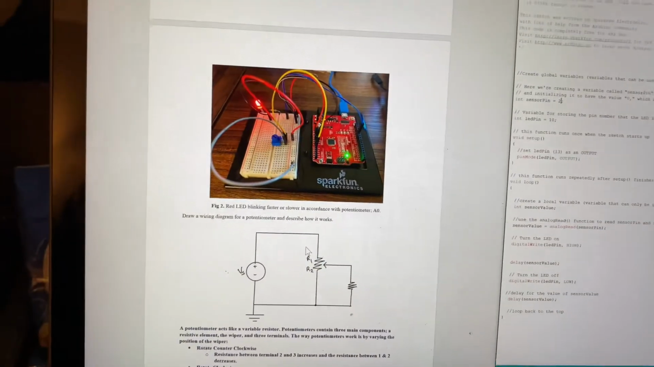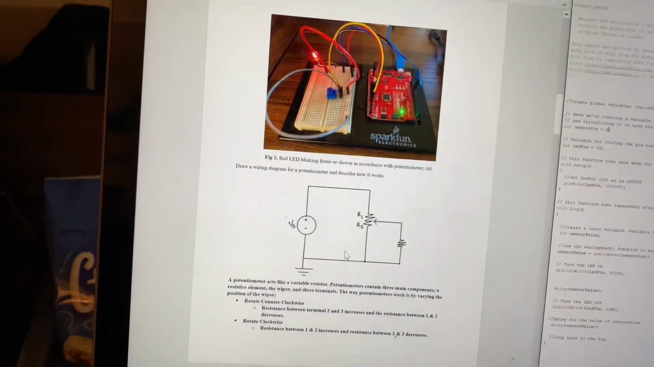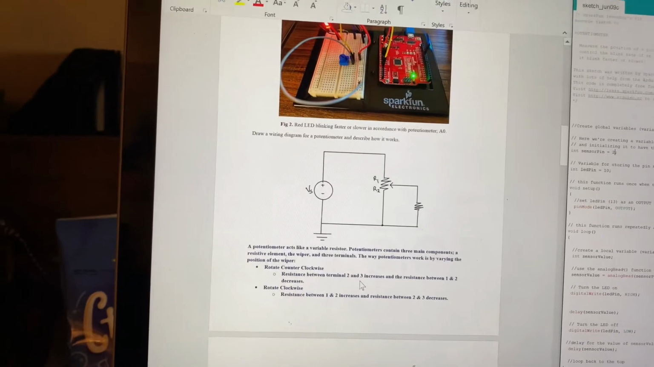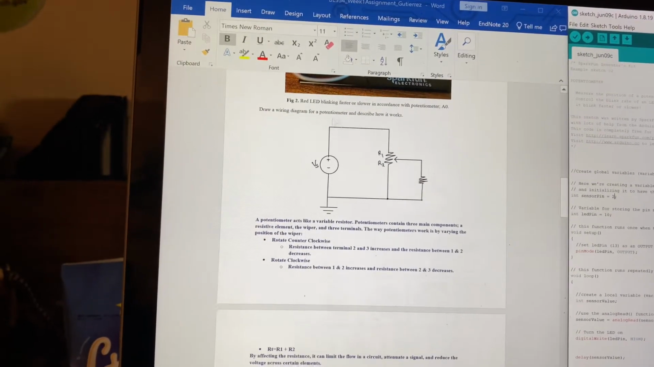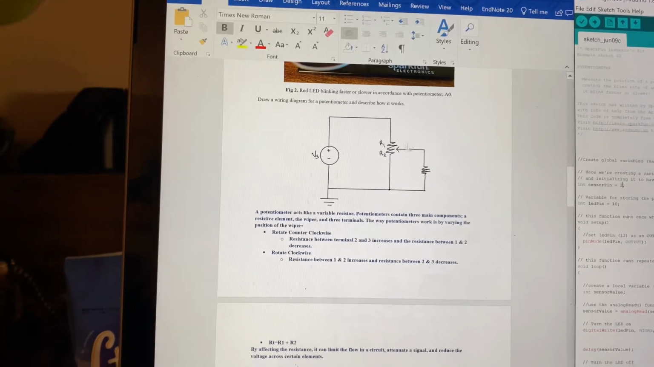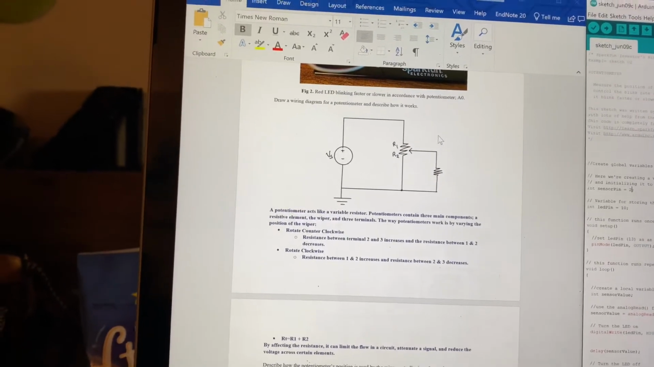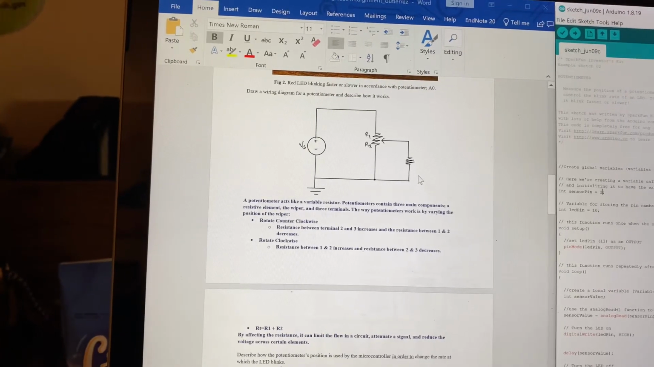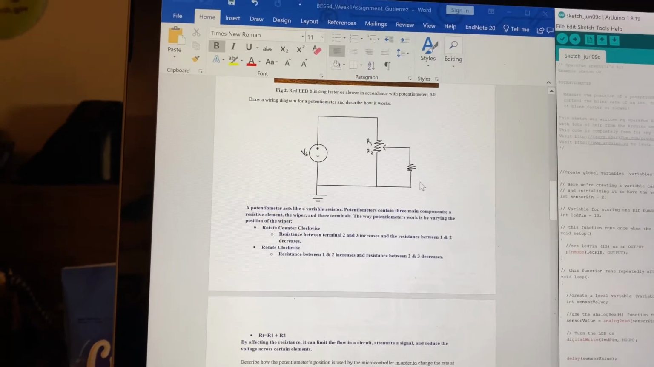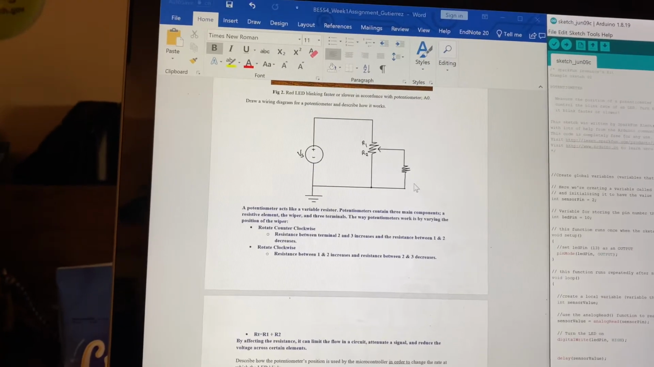So I'm presenting experiment 2. It asked to draw a wiring diagram for the potentiometer, and it described how it works. So this is my diagram of the potentiometer. It basically acts like a variable resistor, and it contains 3 main components, which is a resistive element, the wiper, and then the 3 terminals.